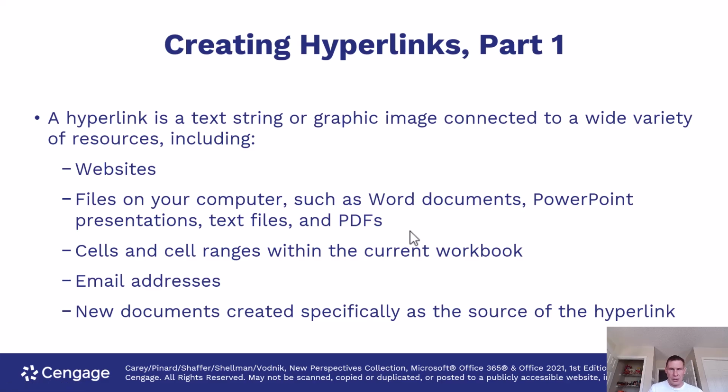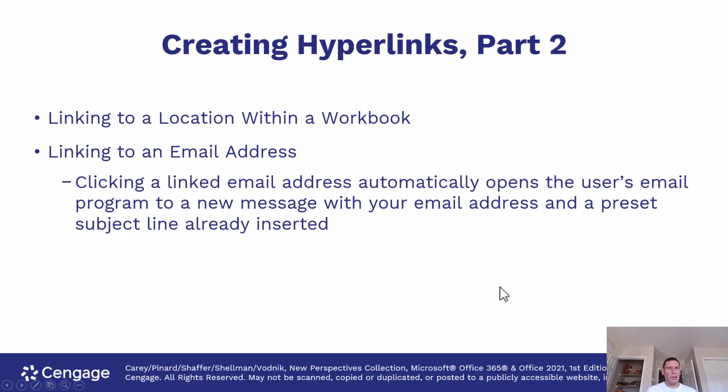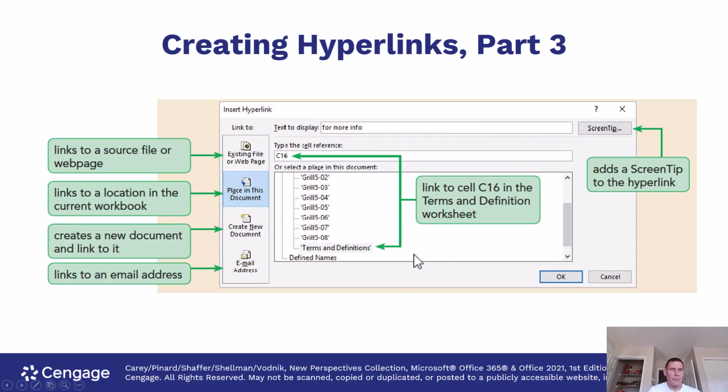Now, a hyperlink is a text string or graphic image connected to a wide variety of resources, including websites, files on your computer, such as Word docs, PowerPoint presentations, text files, and PDFs, just to name some examples, cells and cell ranges within the current workbook, email addresses, and new documents created specifically as the source of the hyperlink. Now, you can link to a location within a workbook, or you can also link to an email address. Clicking a linked email address automatically opens the user's email program to a new message with your email address and a preset subject line already inserted.